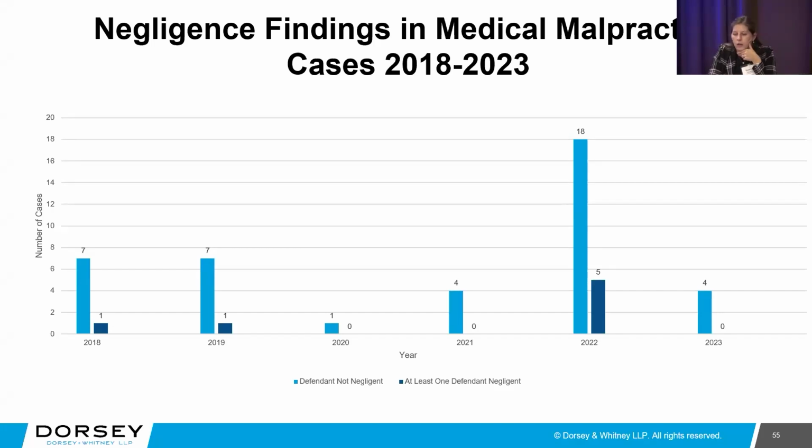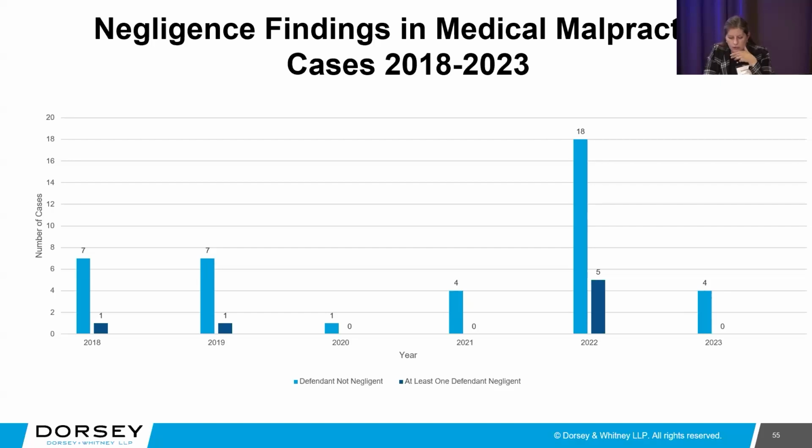So starting out, this slide is showing negligence findings in medical malpractice cases in Minnesota from 2018 to 2023. It was important to us to include data pre-pandemic as well as post-pandemic, because a lot of the discussion has been life changed. Well, we all agree, life changed in the pandemic. So it was, have plaintiff jury verdicts in Minnesota changed post-pandemic as well.